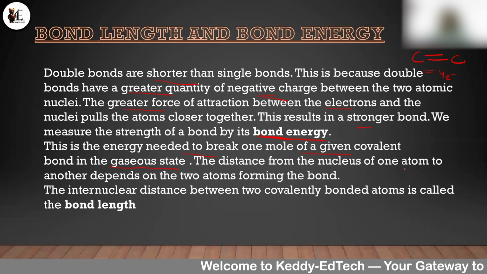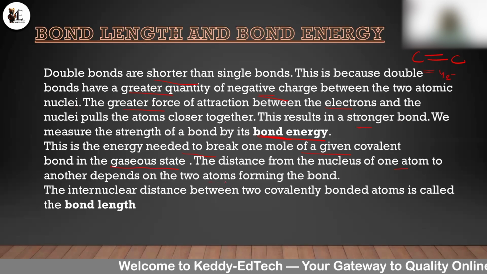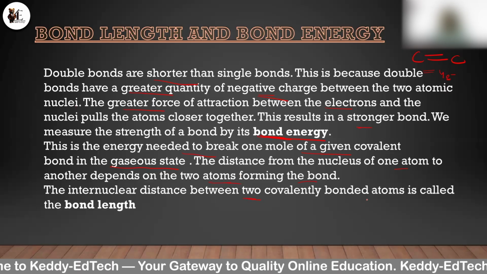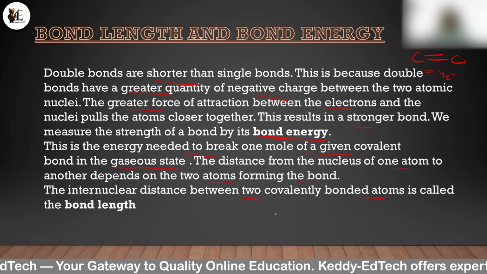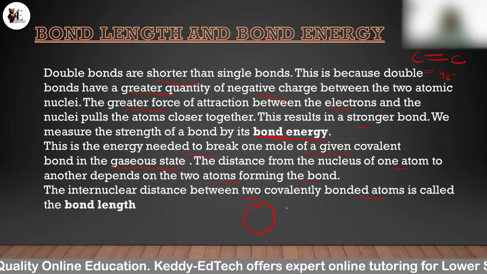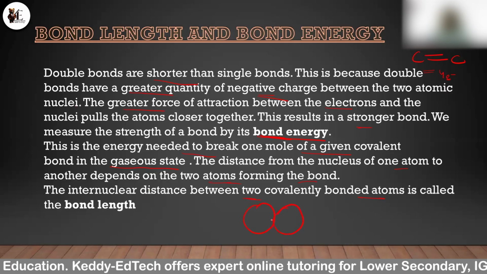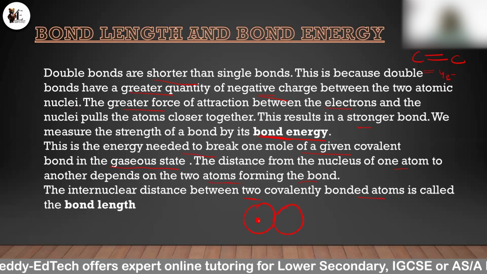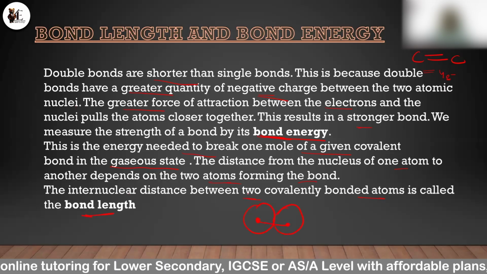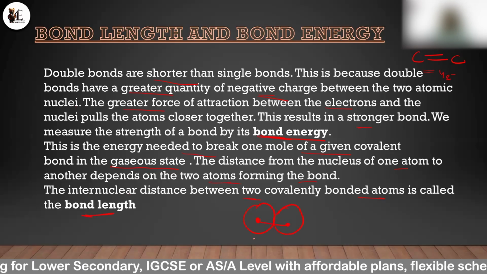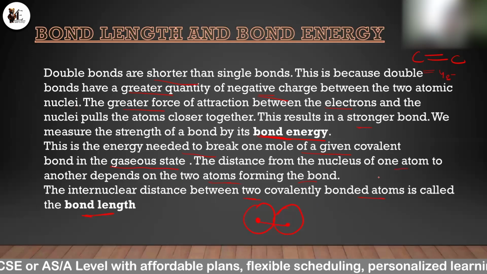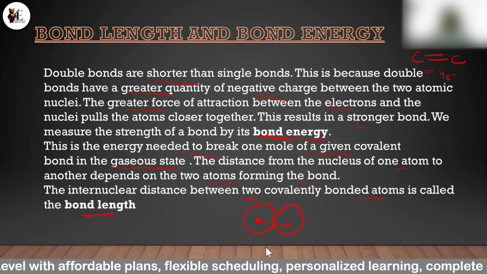Distance from the nucleus of one atom to another depends on the two atoms forming the bond, and the internuclear distance between the two covalently bonded atoms is called the bond length. If I'm having a hydrogen atom and another hydrogen atom, they are covalently bonded. Now the internuclear distance between the nuclei of two covalently bonded atoms is called its bond length. Is it clear what is bond length and bond energy?